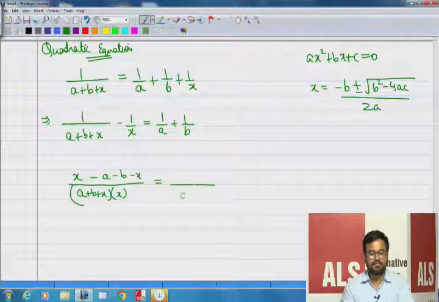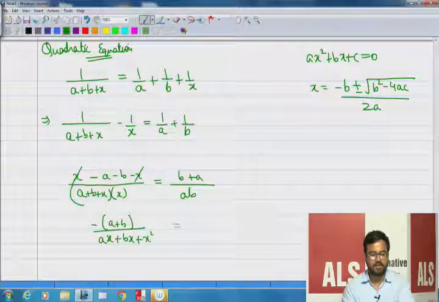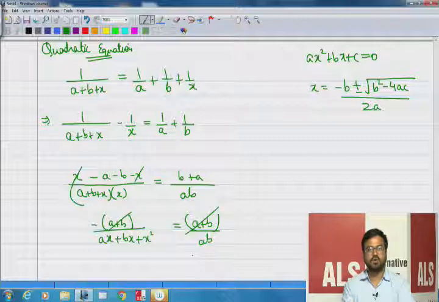On the right hand side it will be ab and b plus a when taking the LCM. So this x and x will get cancelled out, and if you take the minus common, so minus of a plus b, and in the denominator it will be ax plus bx plus x square, that is equal to a plus b over ab. Now this a plus b will get cancelled out from both sides, and now if you cross multiply, that will be minus ab is equal to ax plus bx plus x square.